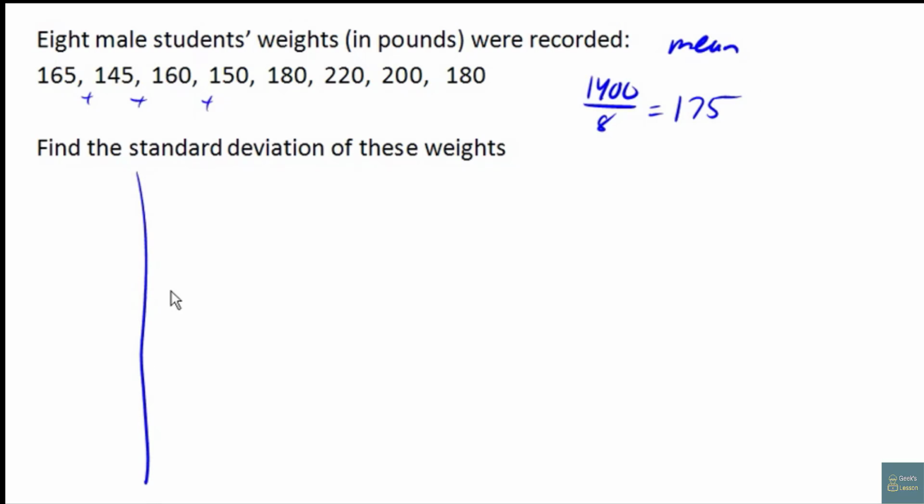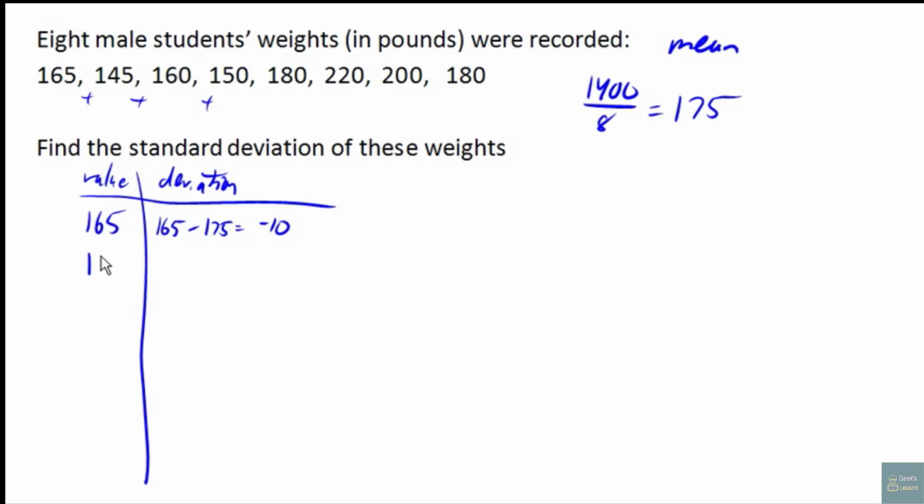So now we can take each value and find our deviation from the mean. For the weight of 165, the deviation would be 165 minus 175, which is negative 10. For 145, we get 145 minus 175, which is negative 30. For 160, we got negative 15, and so on for the rest of the values.